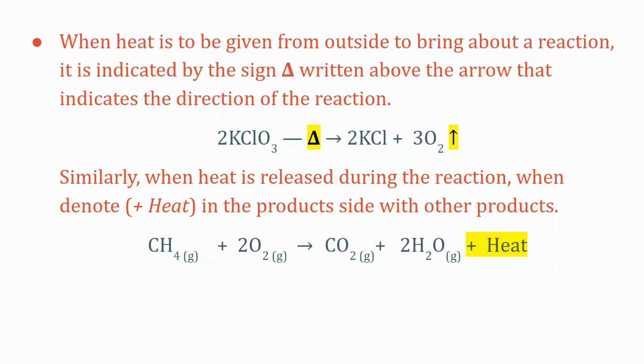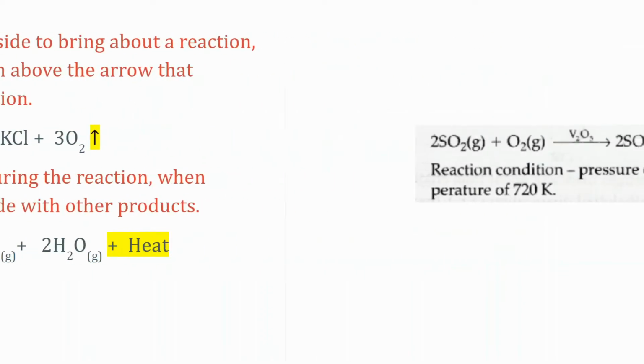Okay, and when the heat is released in the product side, you have to write it with plus heat in the product side. Now next, there is an example. 2SO2 which is gaseous plus O2 which is gaseous, forming a product of 2SO3 which is gaseous. Now what is V2O5? V2O5 is a catalyst. Okay. Now reaction condition pressure of 2 bar and temperature of 720 Kelvin is given.